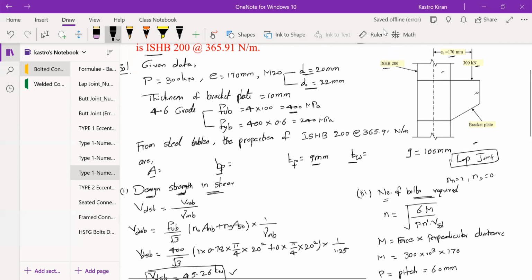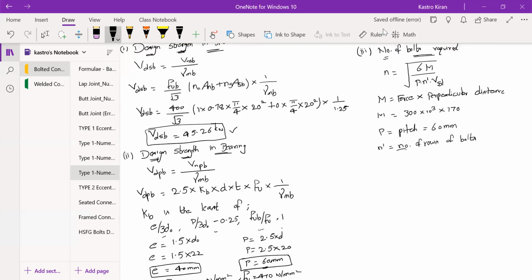And N dash is number of rows of bolts. So N dash is called as number of rows of bolts. For type 1 bracket connection, you need to provide at least 2 rows of bolting. This is the minimum value. So I am adopting N dash value as 2. That is, number of rows of bolts is adopted as 2.